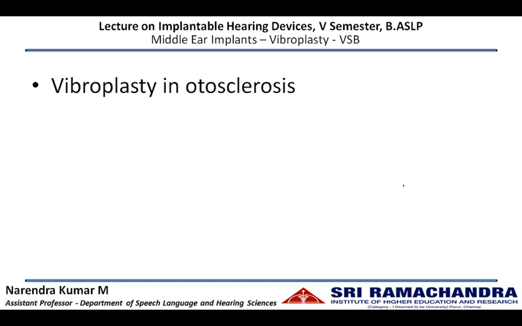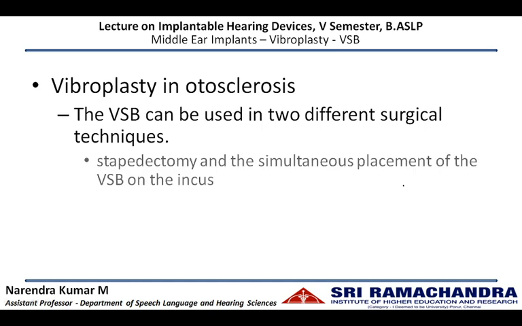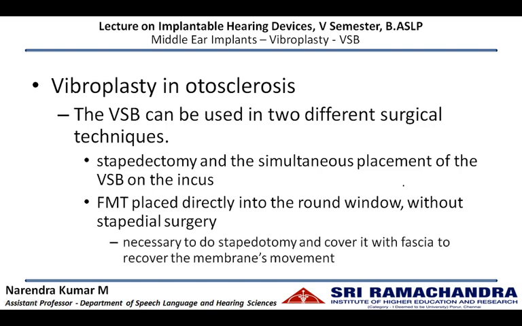In case of otosclerosis, vibroplasty is done through two different surgical techniques. The first one is the normal stapedectomy and the simultaneous placement of the Vibrant Sound Bridge floating mass transducer on the incus. So stapedectomy will ensure the movement of the stapes is not disturbed, but the floating mass transducer will be directly placed onto the round window. If there is a necessity to do stapedotomy, then the footplate region of the stapes has to be covered with fascia to recover the membrane's movement.